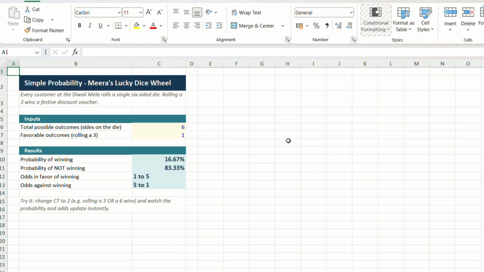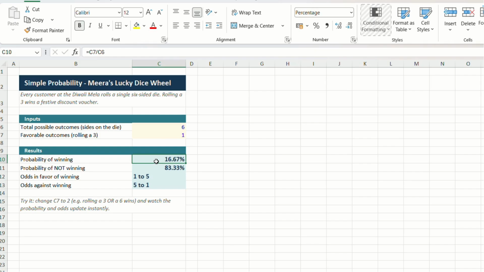This is a simple probability. That's how we talk about Mira's lucky dice week. Every customer at the Diwali Mela rolls a single 6-sided die, and rolling a 3 wins a festival discount voucher. So we have total possibilities of 6, and the favorable outcome, the winning face, is 3, which is rolling a 3. The possible outcome is 1.